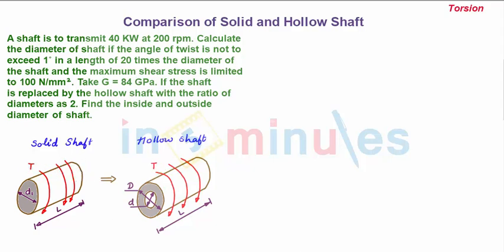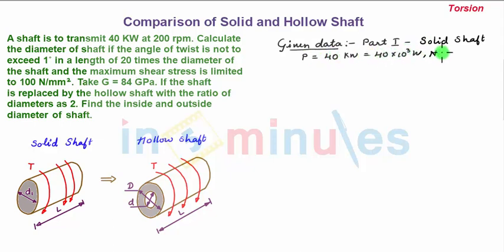So first we note down the given data. Again, in part 1 we have this solid shaft. The power transmitted is 40 kW, so this is equal to 40 into 10 to the power 3 watts. The RPM N is 200. And the maximum permissible angle of twist theta is 1 degree. If we convert this into radians, we have 1 into pi by 180, which is equal to 0.0174 radians. Now this we see is the permissible angle of twist.